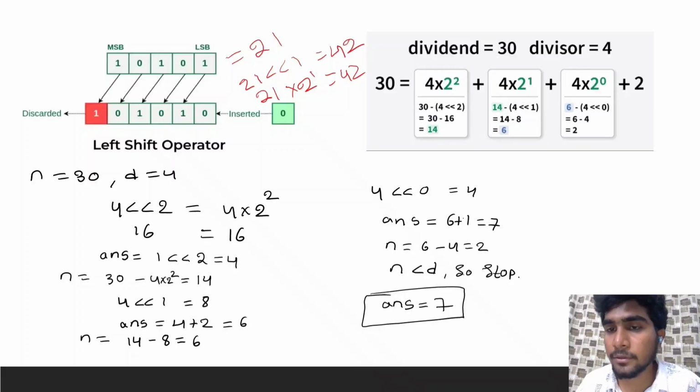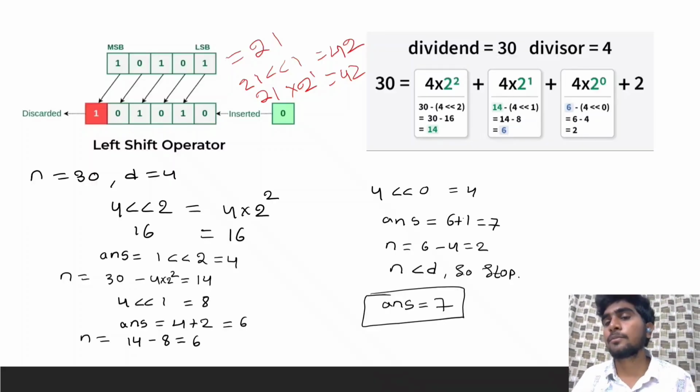The remaining is 14. So 4 into 2, that is equal to 8. 14 minus 4 left shift 1, it is equal to 4 into 2, 14 minus 8, that is equal to 6. Then 6 minus 4 into 2 power 0. So we can split 30 into these 4 parts by using left shift operator.